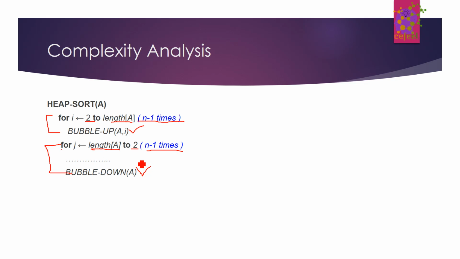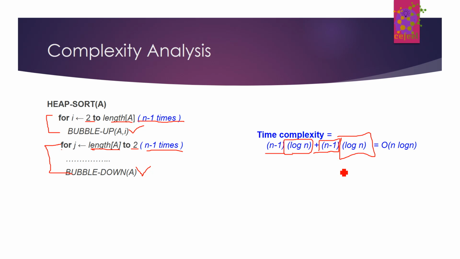log n. So let's now compute the complexity of heap sort. The complexity of heap sort is nothing but n minus 1 times the bubble up, because bubble up is called n minus 1 times and bubble up is log n. Similarly, n minus 1 times bubble down, and bubble down is also log n. So if we solve this equation and we ignore the lower order terms in the polynomial and use complexity analysis, we will see that the complexity is nothing but order n log n.